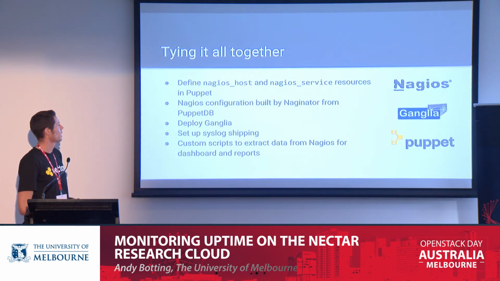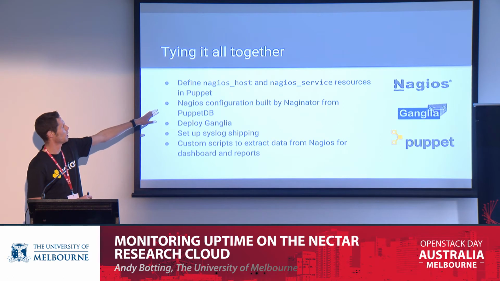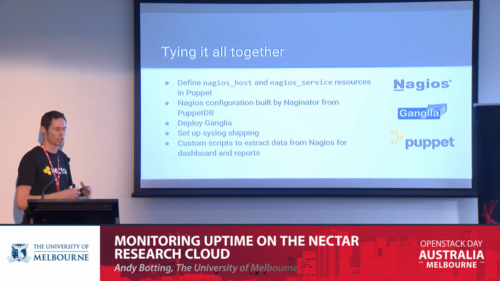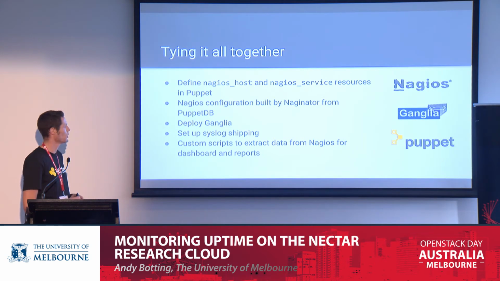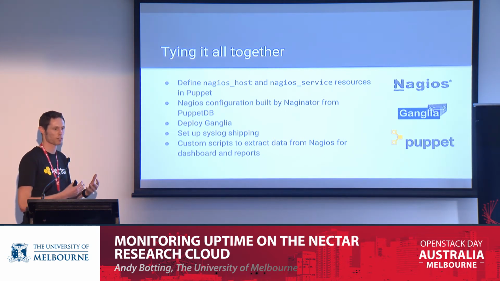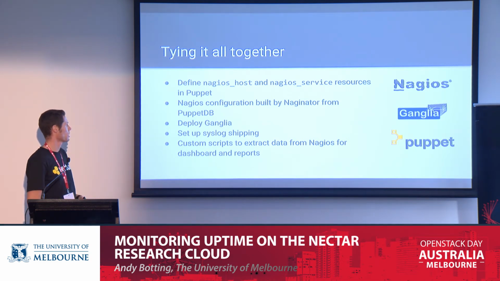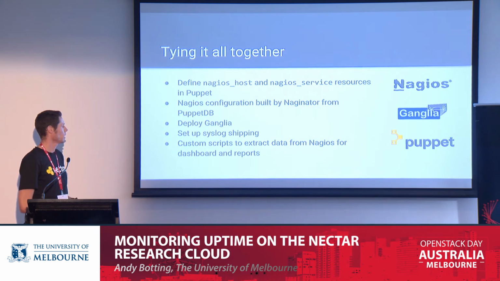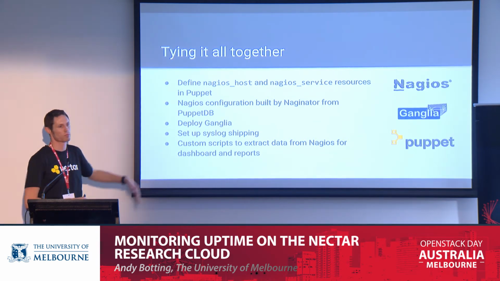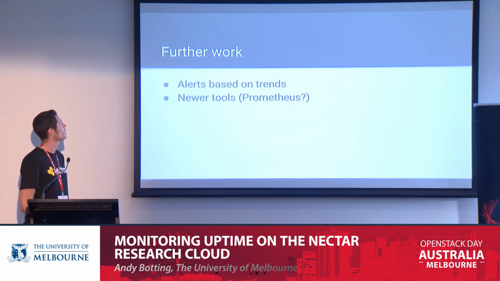So tying it all together. We use Puppet for building all the infrastructure. Puppet has some great stuff for integrating with Nagios. I won't speak too much about it, but we've got Nagios host and service resources that we can tie into our configuration that generates our Nagios config for us. Once the hosts are built, the config's stored in PuppetDB, and then we've got a tool that we've written called Naginator, which extracts that from the DB, and that generates our Nagios config. We also use Puppet to deploy Ganglia and set up our syslog shipping, and as I spoke about before, the custom scripts to extract the data from Nagios. And we generate the dashboard, and we can generate reports on uptime from there.